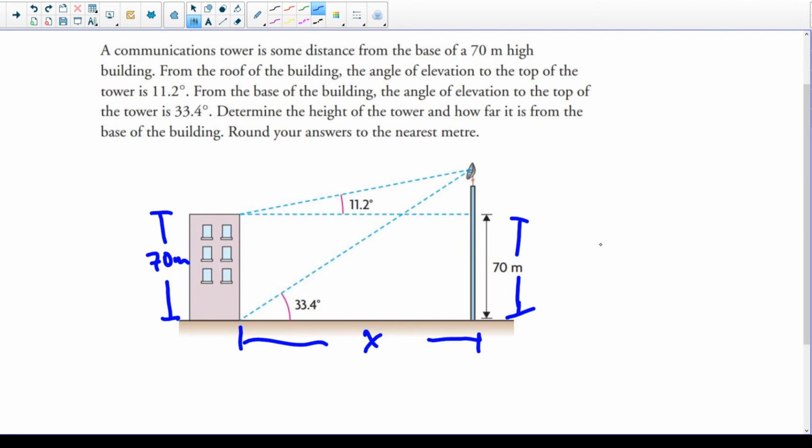From the roof of the building, the angle of elevation to the top of the tower is 11.2 degrees. So yes, it's easy to see that here, but imagine had I not given you the picture, would you have been able to draw that angle of elevation from the top of the building? From the base of the building, the angle of elevation to the top of the tower is 33.4 degrees. Determine the height of the tower and how far it is from the base of the building. Round your answers to the nearest meter.